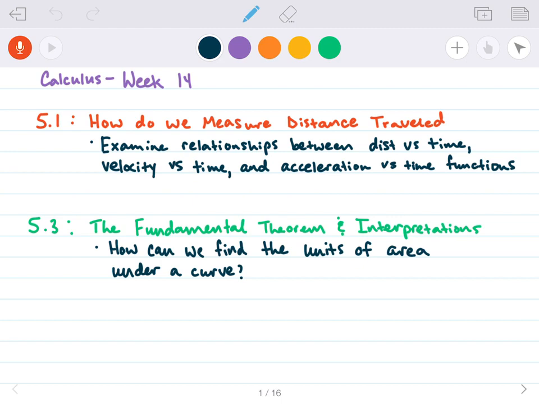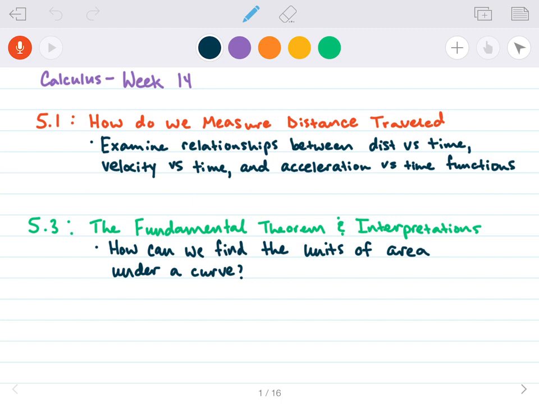So this week we are going to go backwards a little bit, kind of but not really. We're going to talk about more real-world applications to what we've been learning in terms of derivatives and integration. So we're going to go back to what the relationship is between position versus time, velocity versus time, and acceleration versus time.